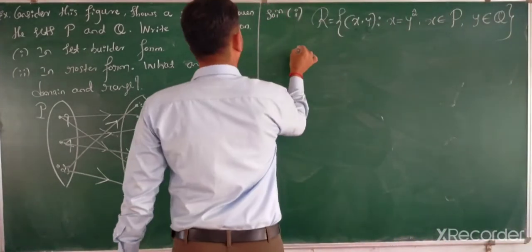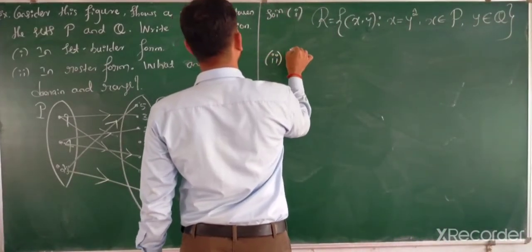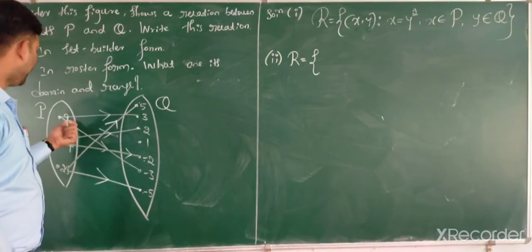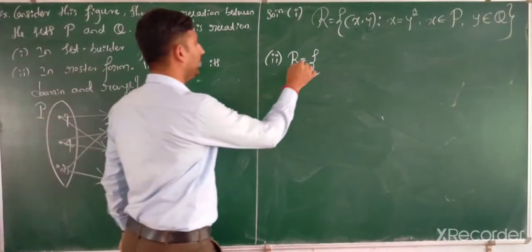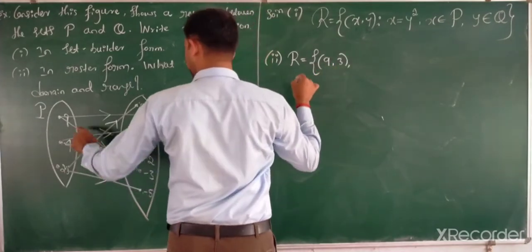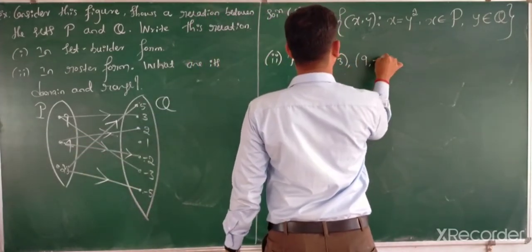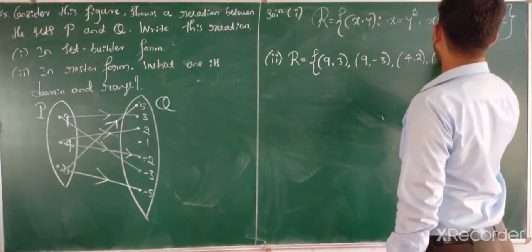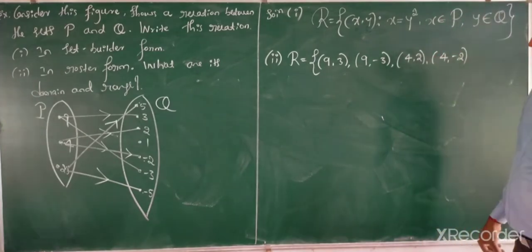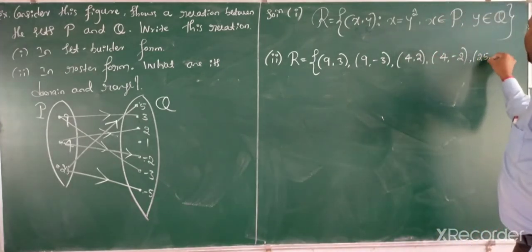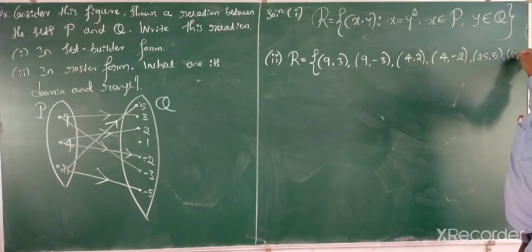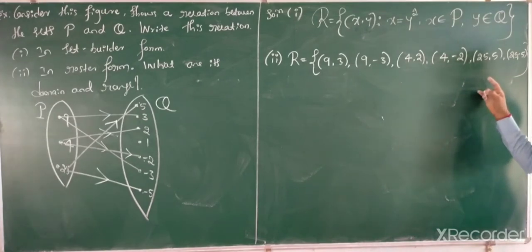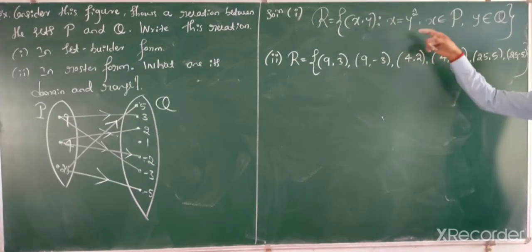After that, roster form you have to write second one, that is roster form. Roster form is nothing but R is equal to, directly write from the diagram. Read the diagram: 9 comma 3. After that 9 comma minus 3. After that 4 comma 2 and 4 comma minus 2. After that 25 comma 5 and 25 comma minus 5. These are the roster form of the given representation.